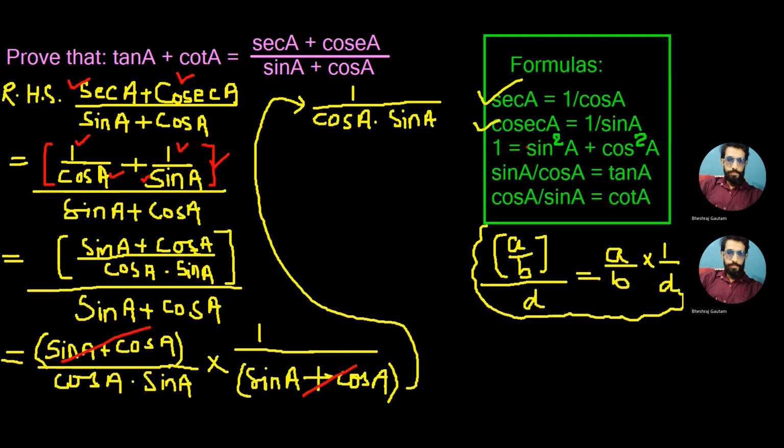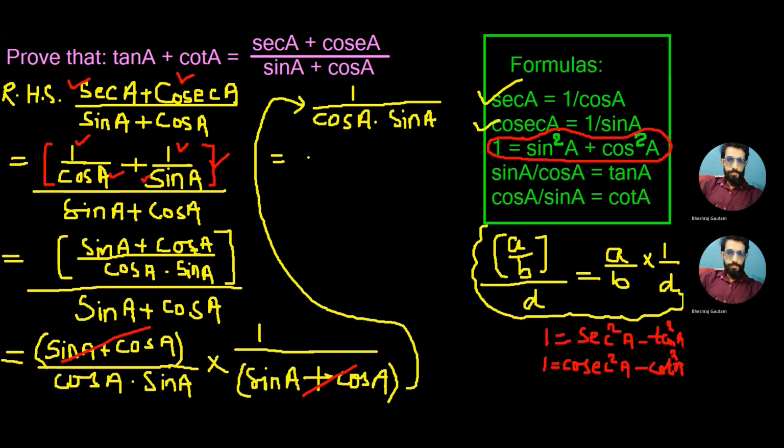Now let's get this formula, the fundamental trigonometric formula, where 1 can be written as sin square A plus cos square A. Though we have other two formulas where we can write 1 is equal to sec square A minus tan square A. Similarly, 1 can also be written as cosec square A minus cot square A. But here we choose sin square A plus cos square A because the denominator has cosA and sinA itself.